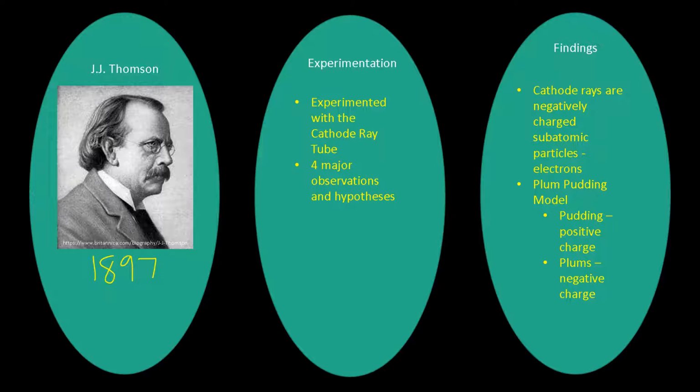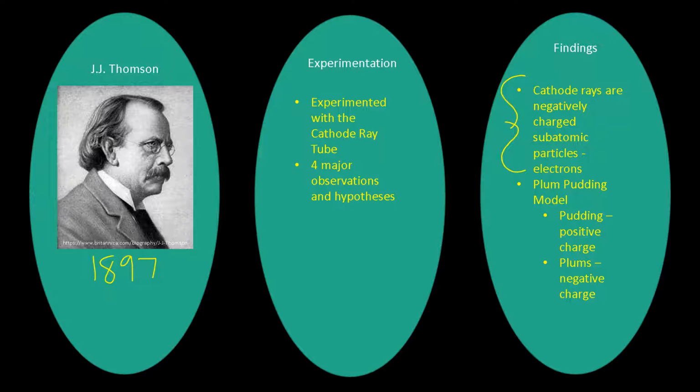Next, he realized that cathode rays don't bend near small obstacles, they do not cast sharp shadows, and they can turn paddle wheels placed in their path and can travel in straight lines. So his hypothesis from this was that cathodes behave like streams of particles. Subatomic particles mean smaller than atoms. And what does all that mean? That basically means that cathode rays are negatively charged subatomic particles, which we call electrons.